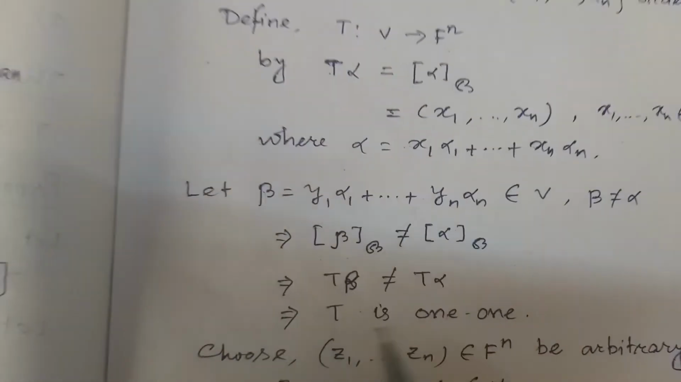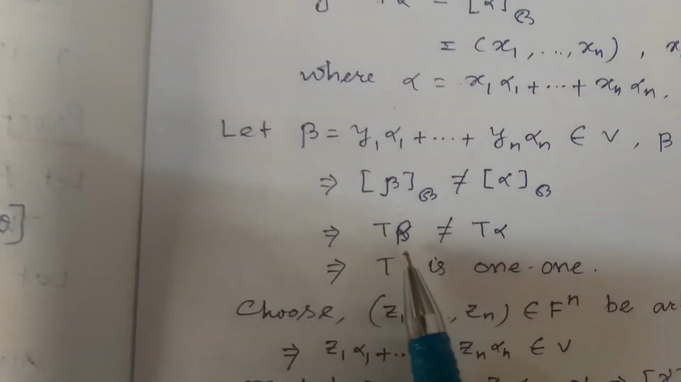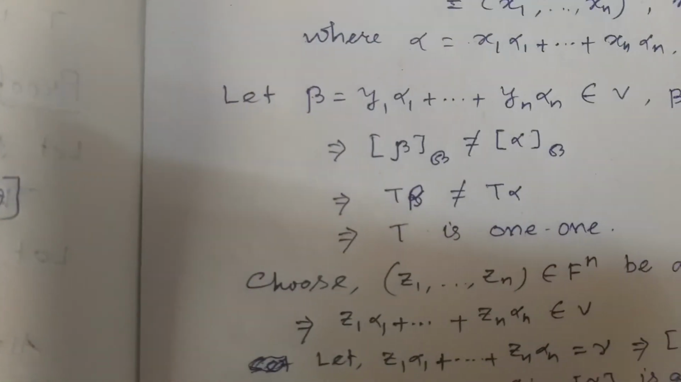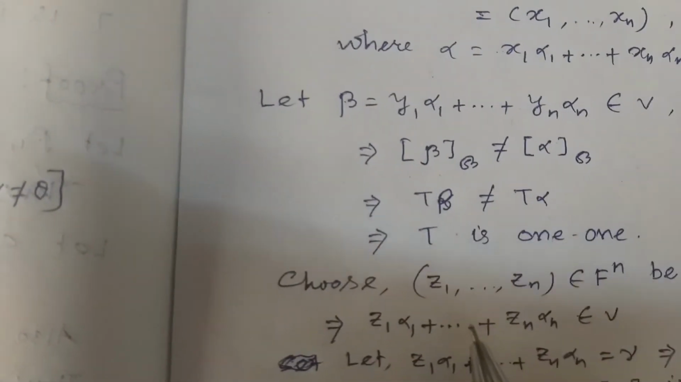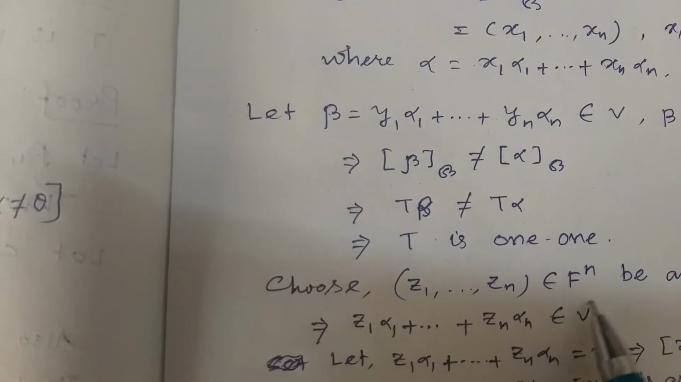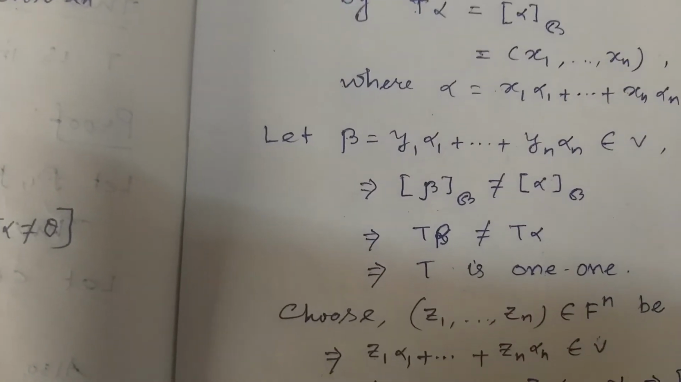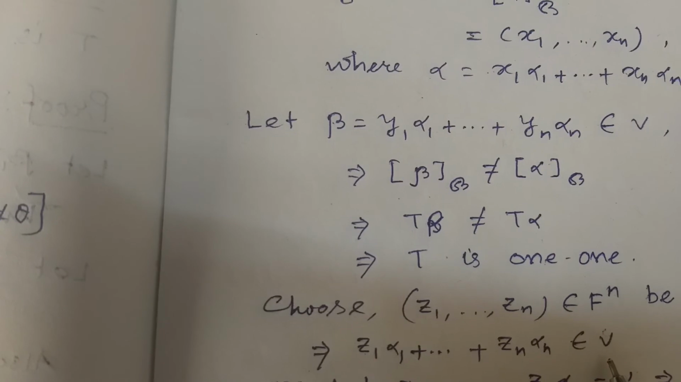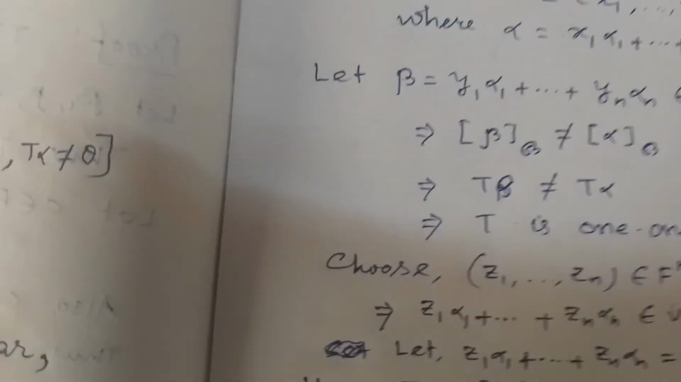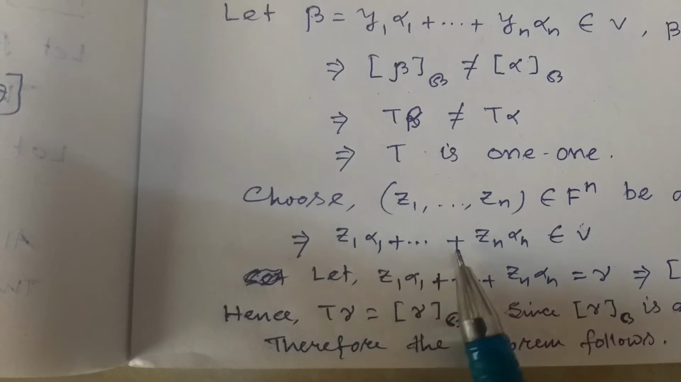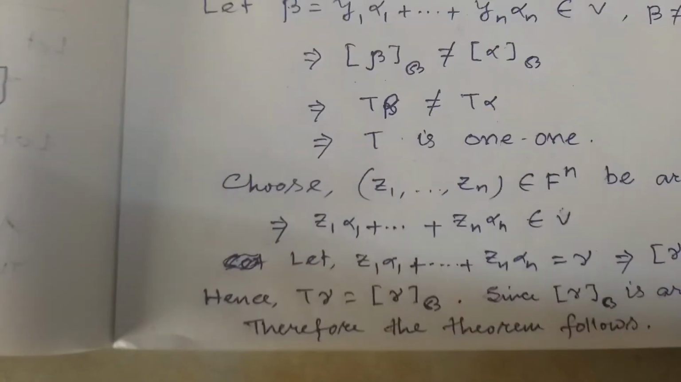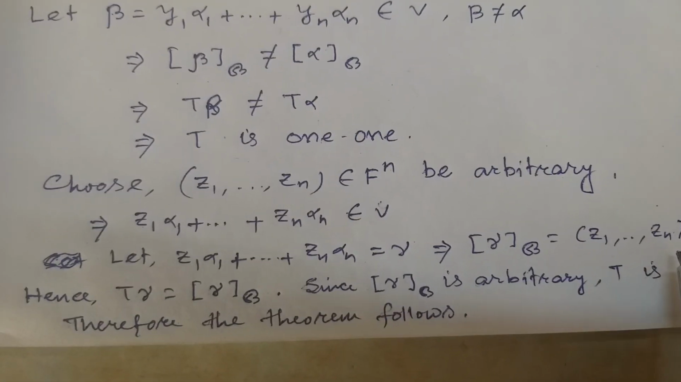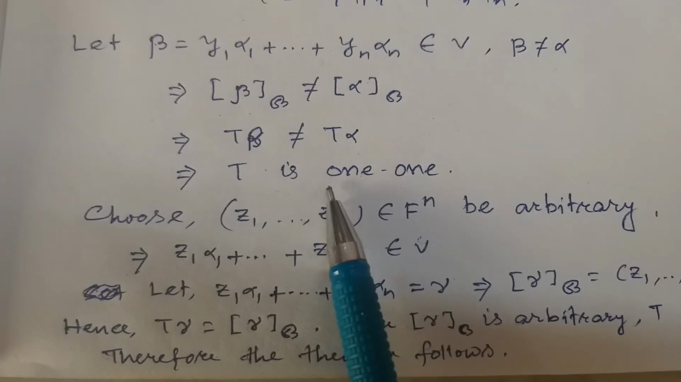So what we proved here: beta not equal to alpha implies T beta not equal to T alpha. That means T is 1-1. Now we choose (z1, ..., zn) belonging to F^n to be an arbitrary element. This implies z1 alpha 1 plus dot dot plus zn alpha n is an element in V. Let this element be gamma. So the coordinate of gamma with respect to the ordered basis is (z1, z2, ..., zn). So here we have proved T is 1-1.